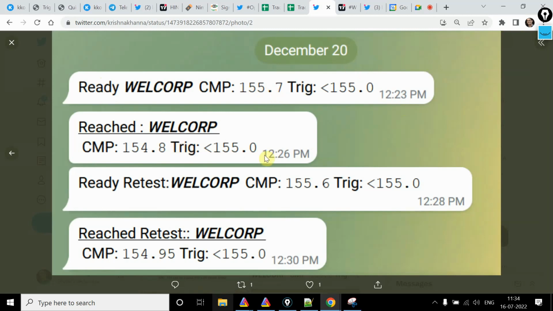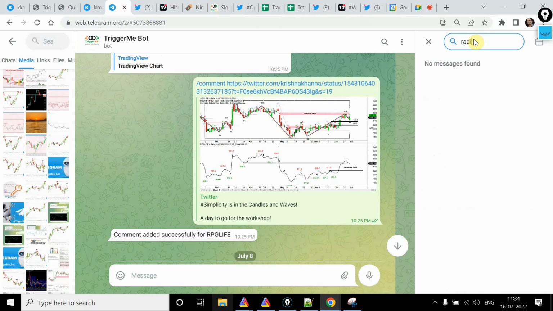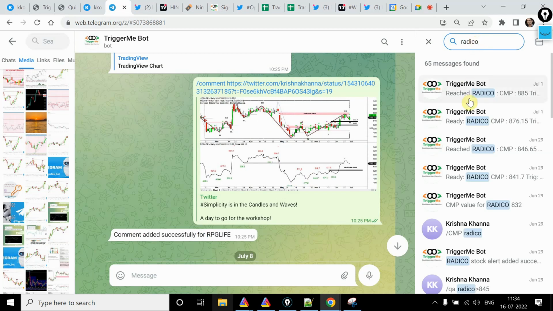It reached the level at this moment, and since I have some time over here, 3 minutes is more than sufficient for somebody to enter a trade. And this was the comment I had put: ready, retest, this level has been reached. So I could easily take an entry based on 15-day-old analysis on a retest, right? So that is the main purpose of having a bot which will track your levels.